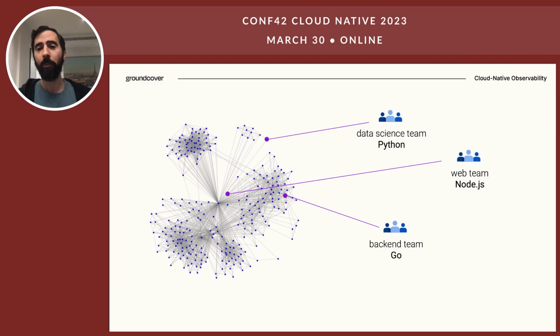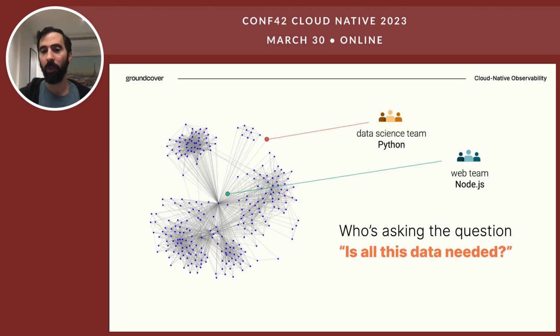Now, when you imagine the different teams on top of it today, we're creating a situation which I think is good, that teams have the autonomy to select their own technology stacks. I mean, you have a data science team working in Python, a web team working in Node.js, a backend team working in Go. That's all super reasonable in today's microservices architecture. But who's asking the question of, is all this data really needed?